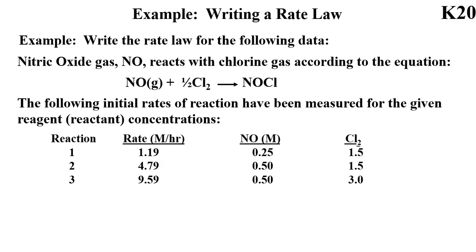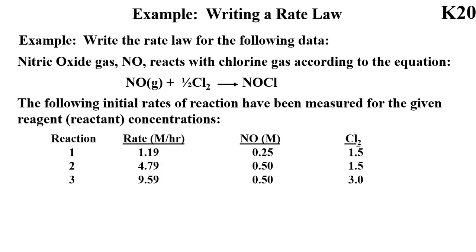So what they're saying here is in the lab you ran a reaction, and you ran the reaction with 0.25 molar, this is reaction number 1, 0.25 molar of NO and 1.5 molar of Cl2. And the reaction ran at a rate of 1.19 molar per hour. So again, it's measured in molarity per unit time. In this case, the time is an hour.